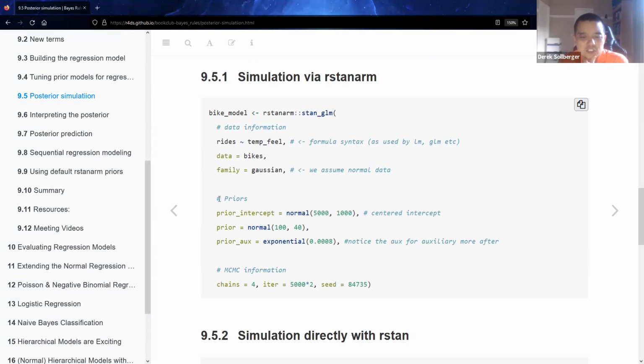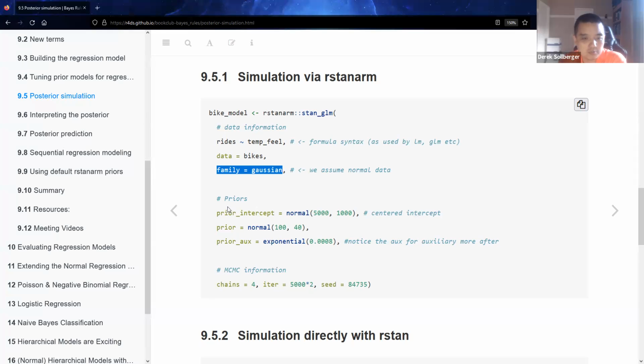Let's look at the rstanarm code. If we're going to build a generalized linear model, we are programmers who like that the model formula syntax is the same as what we learned maybe elsewhere for using lm or glm from base R or other packages. Like usual, be sure to tell R where our data is coming from, what the name of the data frame is. We're assuming normally distributed data.